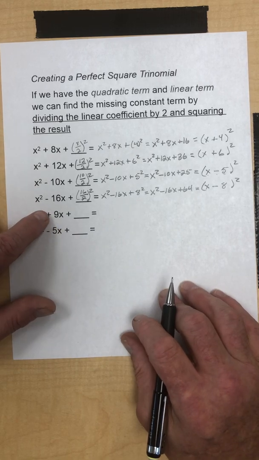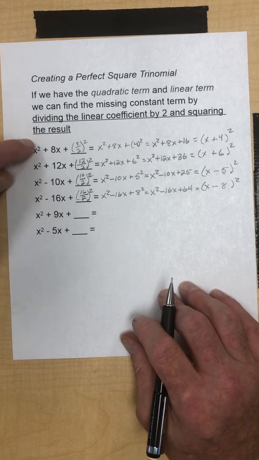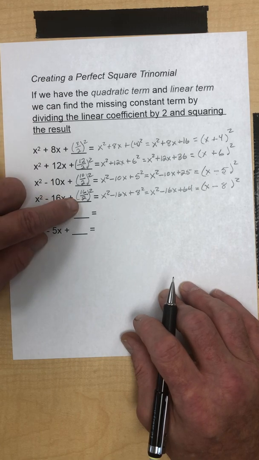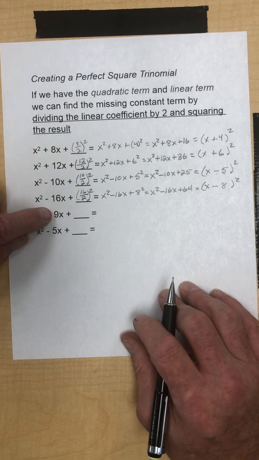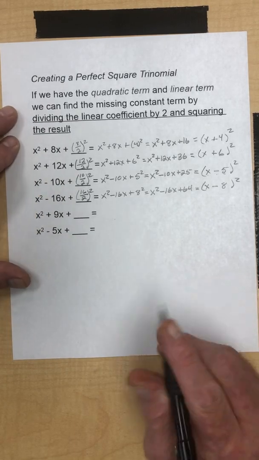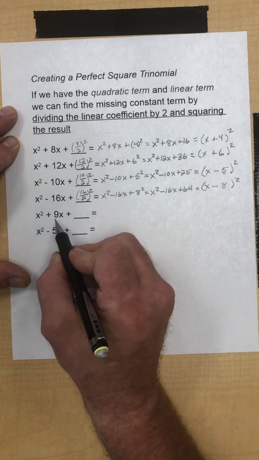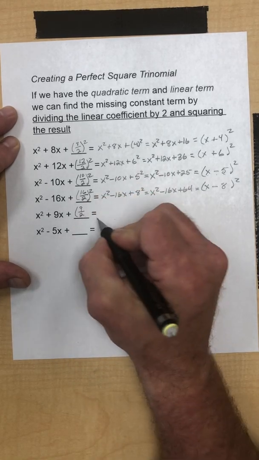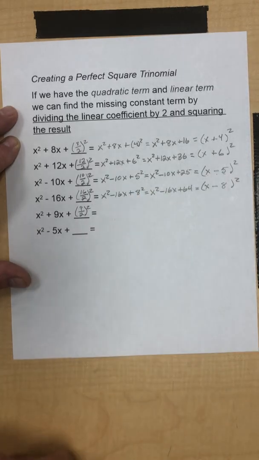Now these get a little bit tougher because notice that up here, all 4 of these, the linear coefficient is even, so when you divide by 2, it divides evenly. Here, the linear term's coefficient is odd, so when you divide by 2, it doesn't divide evenly, so we leave everything in fraction form. But it's the same process. Take the linear coefficient, divide by 2, and square that.